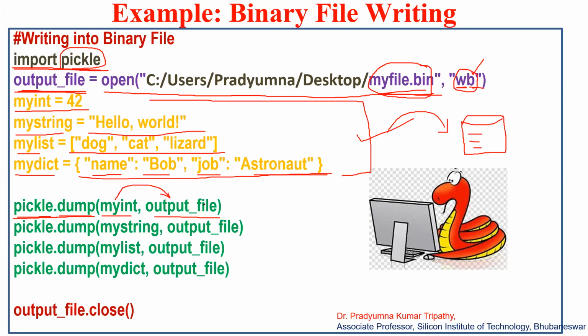So to write binary data into the file, I'll use the module pickle. And which method will I use for the pickle module? I'll use the dump method. Is it understood?